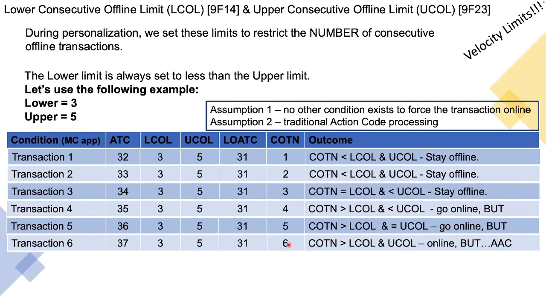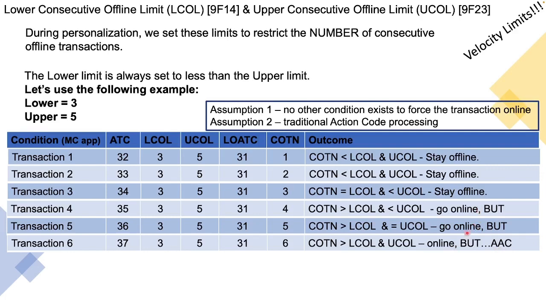Now this is different, right? Is 6 greater than 3? Yes, it is. Is 6 greater than 5? Yes, it is. So now your action code says you have to go online, okay? But if you can't go online, sorry, but we are going to have to decline you. We're going to decline this transaction, right?